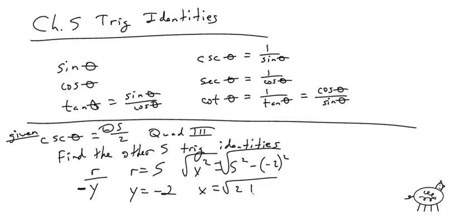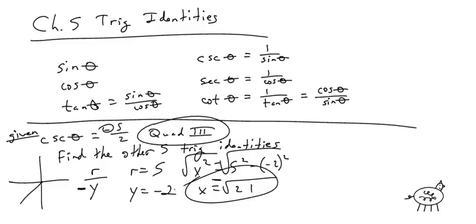Boo! What's wrong with it? It's in the wrong quadrant. Think about it, guys. That's why I give you this extra information here, quadrant 3, because we're over here. And x and y are both negative here, right? So that's important. X is negative root 21.